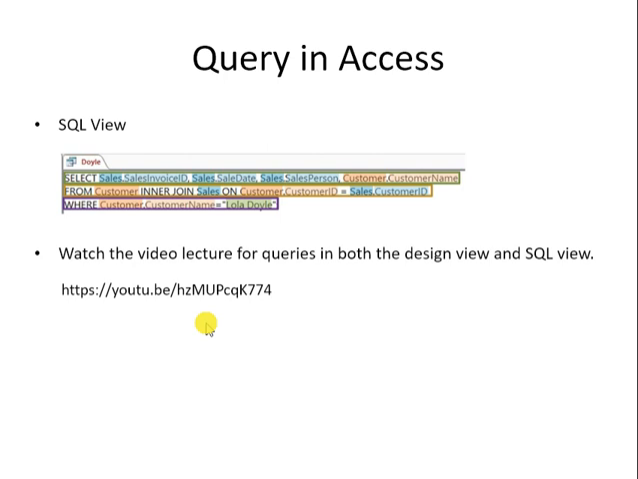Also in these videos, I introduce a website called SQLite. If you are not using Microsoft Access, you can still practice SQL on that website and also complete the assignment.